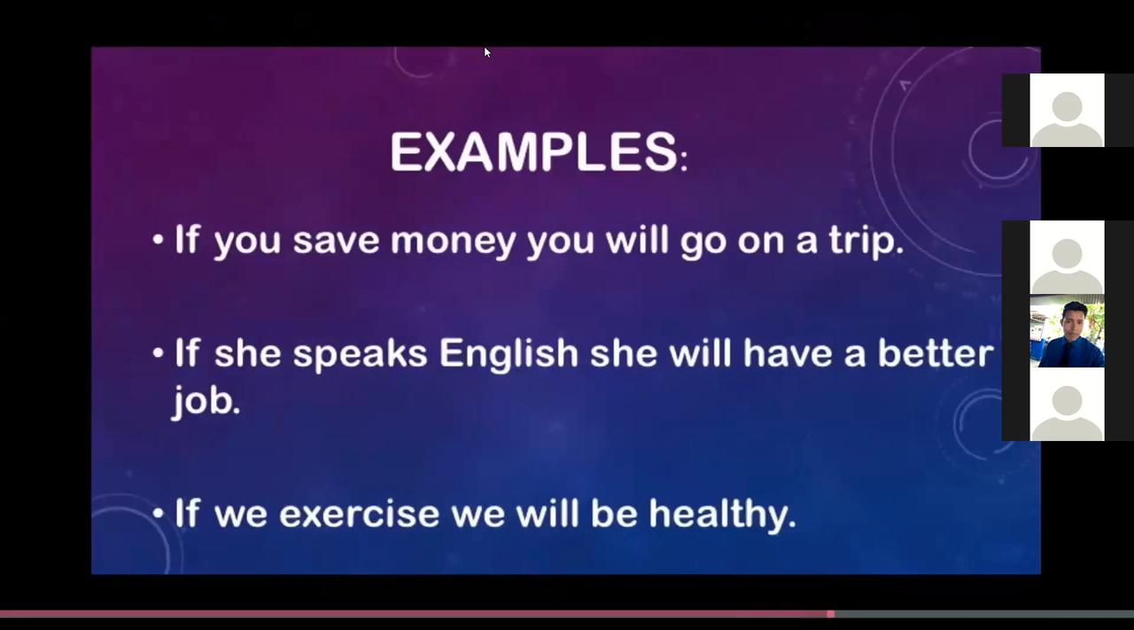Let's work on more examples. If you save money, you will go on a trip. If she speaks English, she will have a better job. If we exercise, we will be healthy. All of these examples show a possibility of what might happen if.